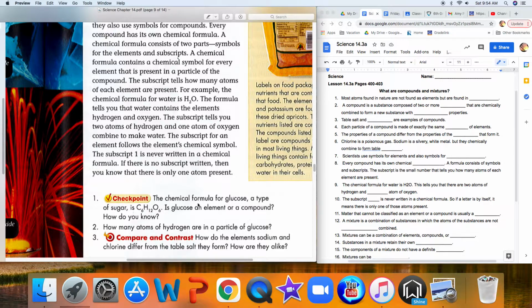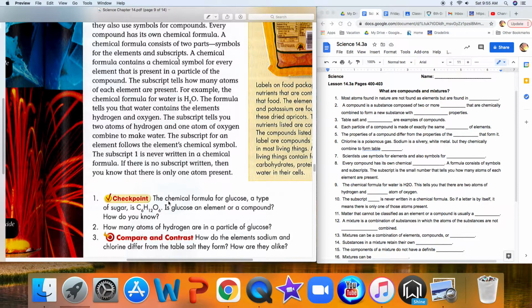So if I'm looking down here, it says the chemical formula for glucose, which is a sugar, is C6H12O6. Is glucose an element or a compound? Well, it's a compound, guys. Anytime there's more than 1 letter, it's a compound. If there's just 1 letter by itself, then it's an element. So if I had just C, that's carbon, that's an element. But as soon as I put them together, it's a compound.